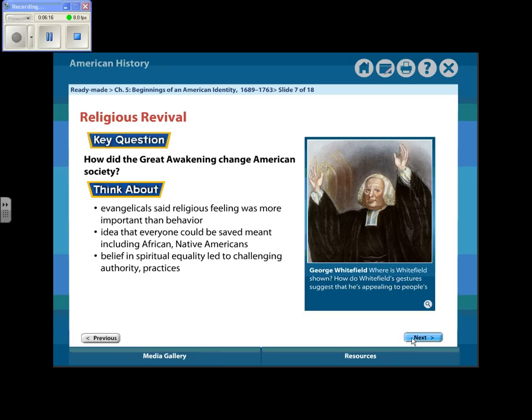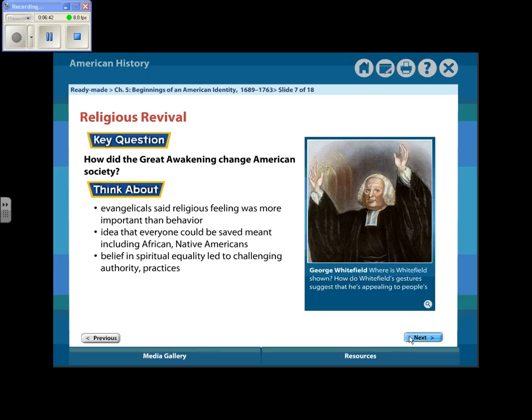How did the Great Awakening change American society? The Great Awakening is going to be important because it's a religious movement of the 1730s and the 1740s that was led by some traveling ministers. They taught that inner religious feelings were more important than outward behavior. They had the evangelical idea of a spiritual rebirth that was introduced and became part of the American culture.